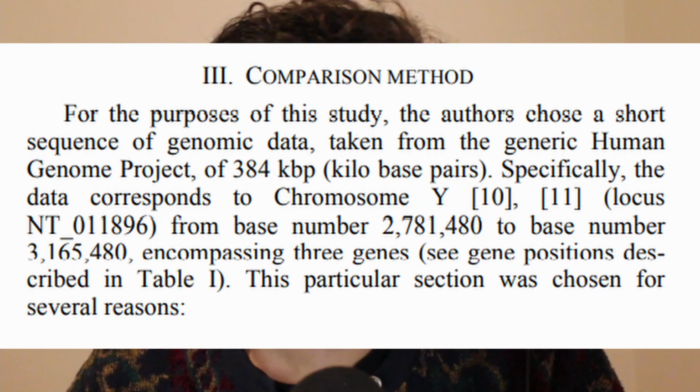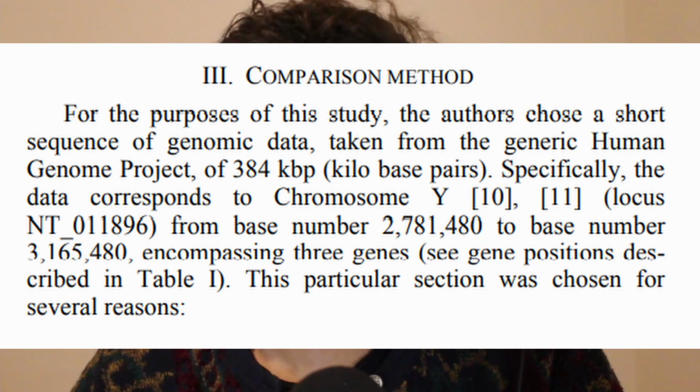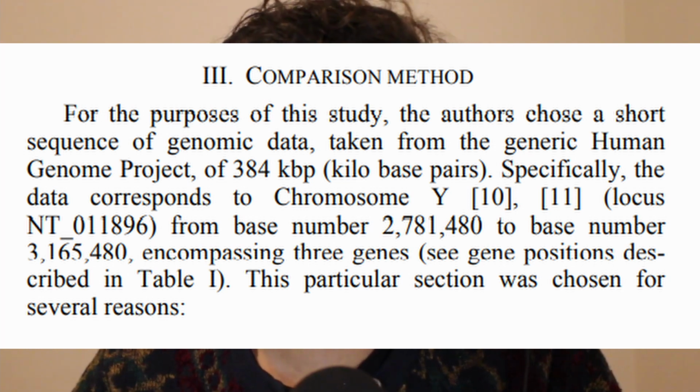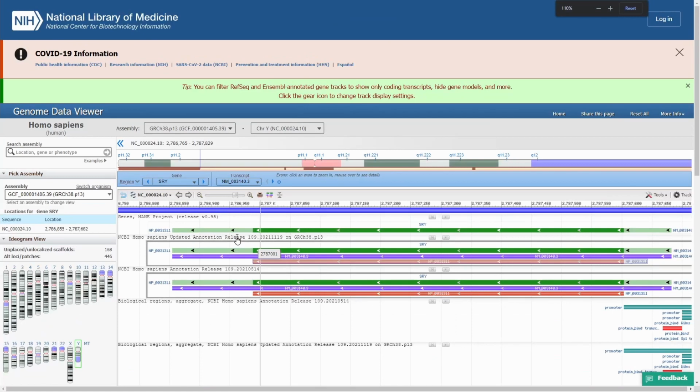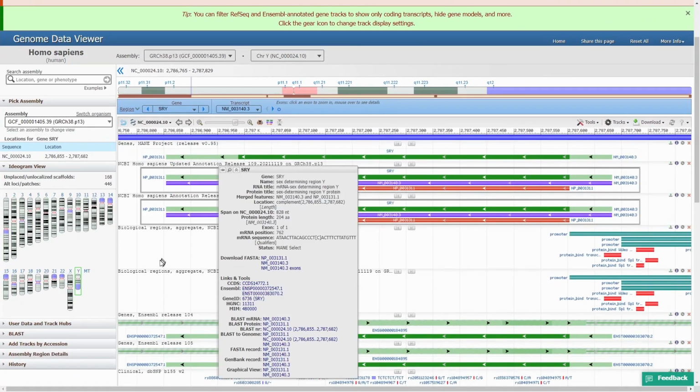So the next bit that is important is, for the purpose of this study, the authors chose a short sequence of genomic data taken from the Human Genome Project of 384 kbp. Specifically, the data correspond to chromosome Y, some part of it. So this means that their data is all coming from the Human Genome Project. You can browse the Y chromosome on the NCBI website if you want. Good. The next part that is important is this one.